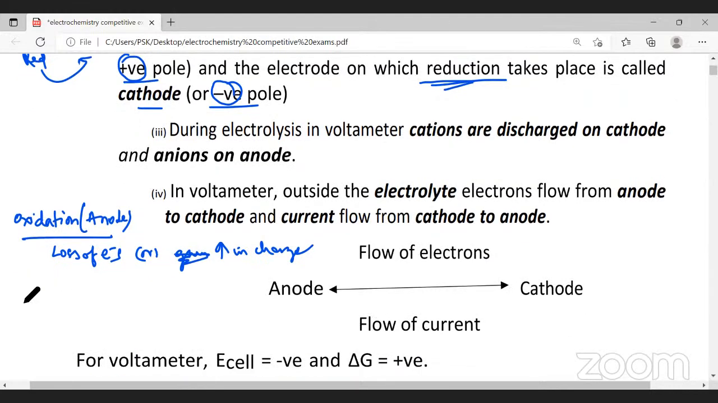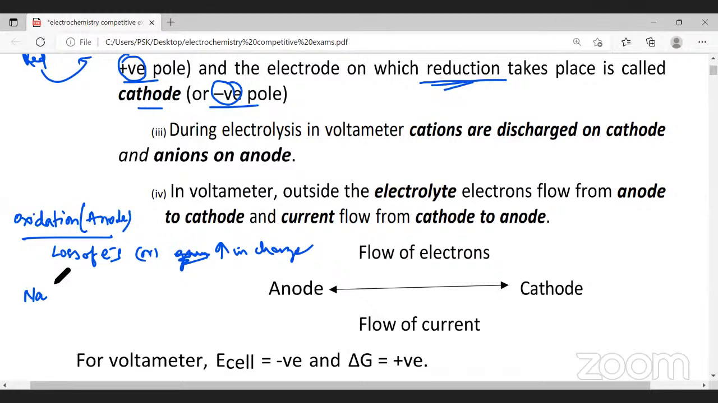Now, let me take a simple example, sodium. What's the atomic number of sodium? 23 is the atomic mass. Sorry, the atomic number of sodium is 11.